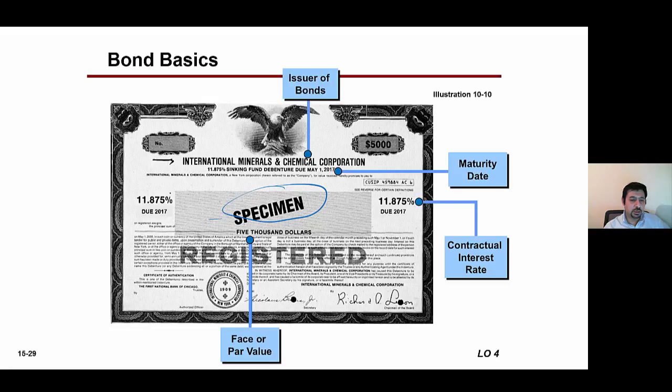This is the interest rate here. Those are numbers. It also mentions the maturity date. This is due May 1st, 2017. This is the signature of the company, of the chairman of the board who authorized the bond issuing. And usually it says also here the face value of the bond. This is the face value of the bond.